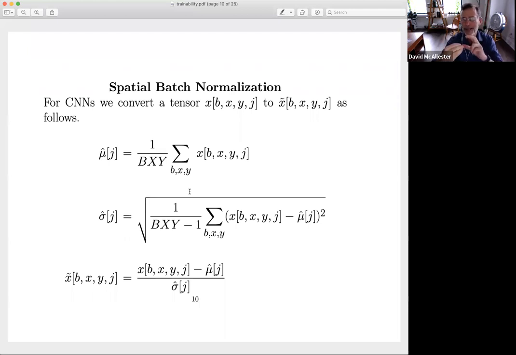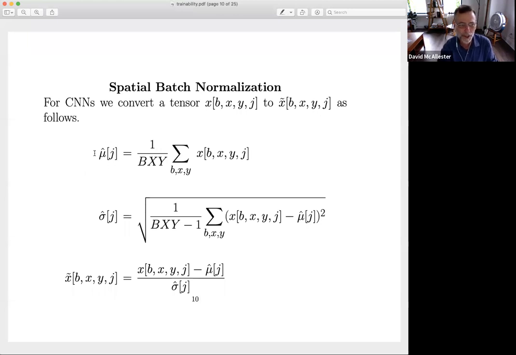Now that weight tensor is the same at every position. If I look at a fixed output neuron of the convolution, that same neuron, the same system of weights, is being used all over the image. So instead of just doing batch statistics at one place in the image, you do batch statistics for that neuron index over the whole image.